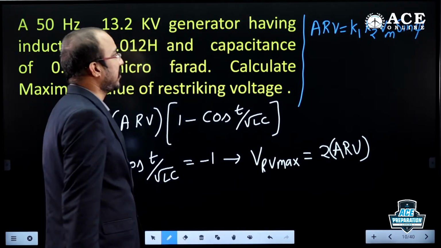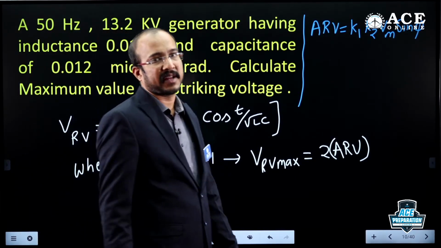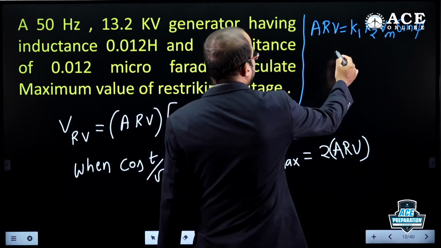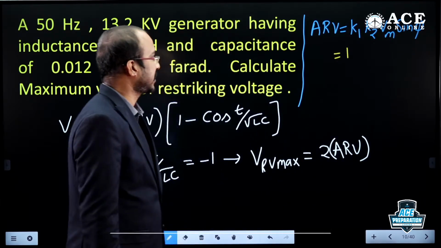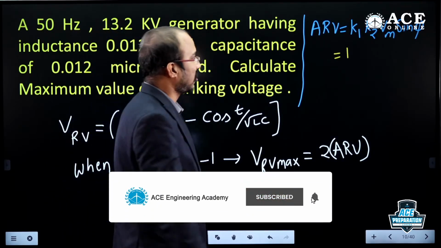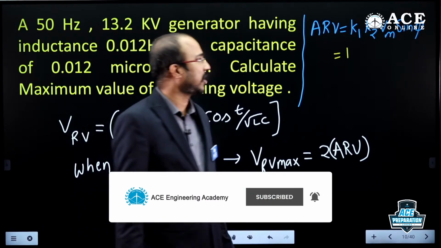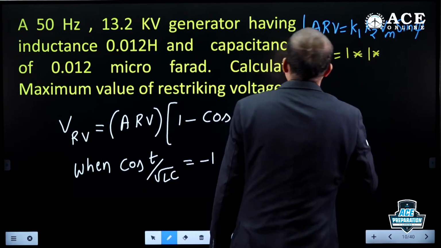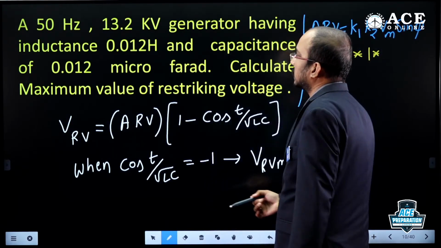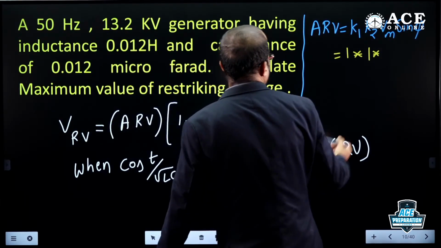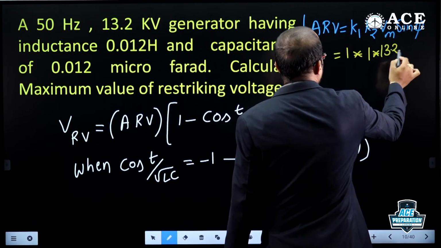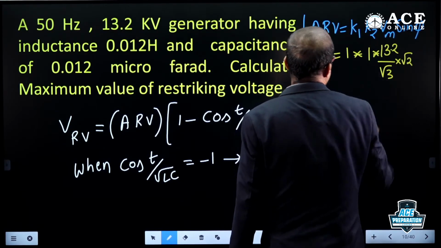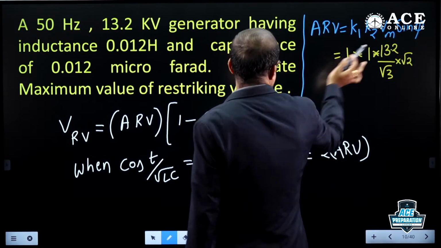Here, armature reaction effect is not specified in the question, so by default K1 is 1. And the type of fault is also not mentioned, so by default we take it as a grounded fault. For a grounded fault, the first pole to clear factor K2 is also 1. What is V maximum? This 13.2 kV is line voltage, so 13.2 by root 3 is the phase voltage RMS, multiplied with root 2. Maximum value is required.